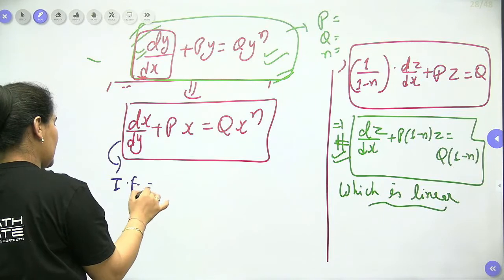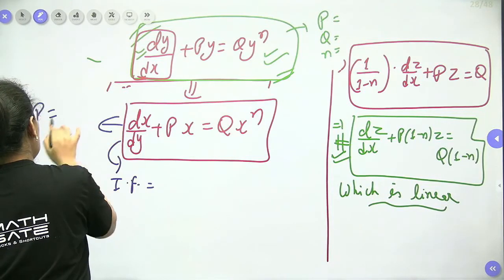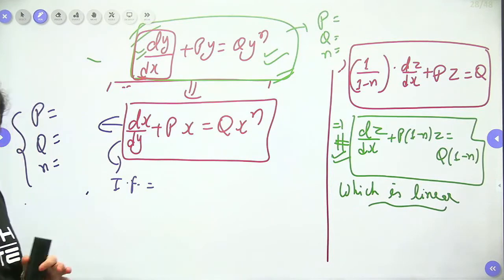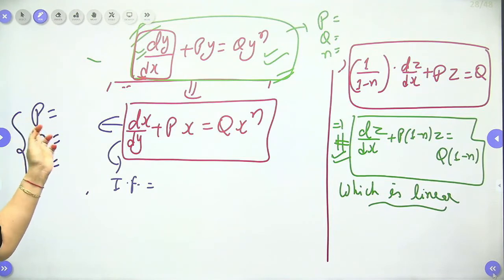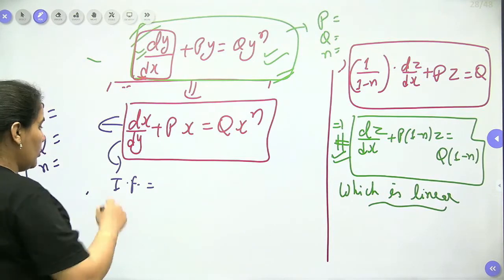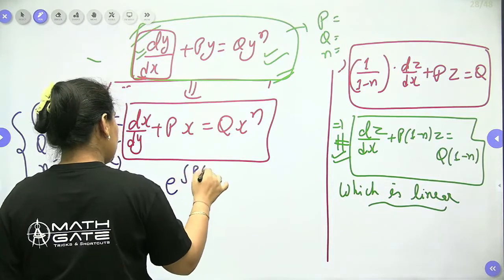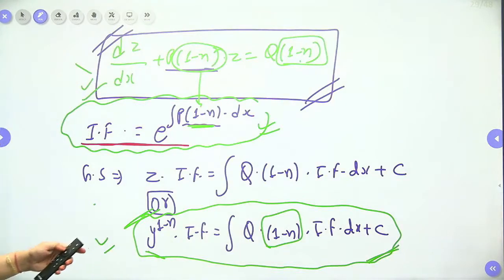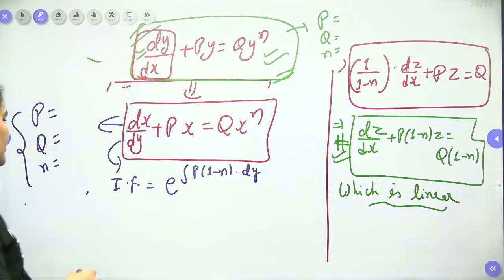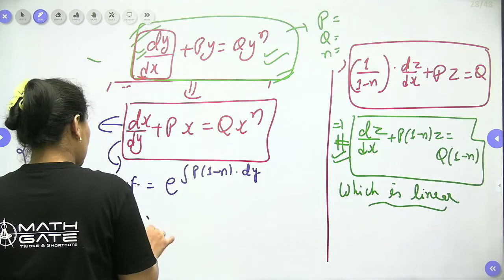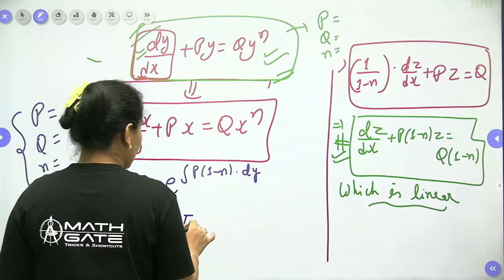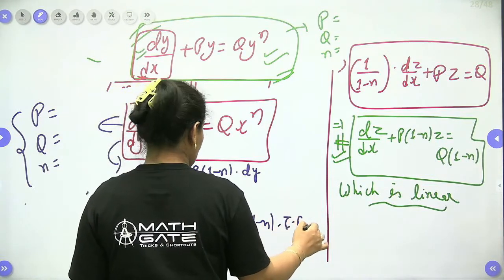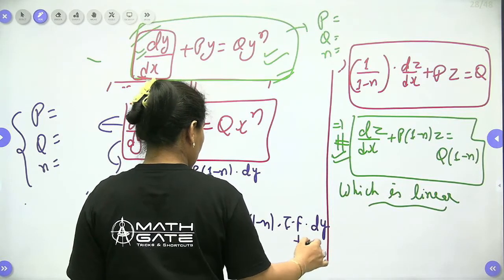In that case also you have to write down the value of p, the value of q, and find the value of n, right? Your integrating factor will be e to the power p 1 minus n into dy. As we know very well, for x we have dx, and for y we will have dy, and your general solution will be x to the power 1 minus n into integrating factor equals to q into 1 minus n into integrating factor into dy plus c.